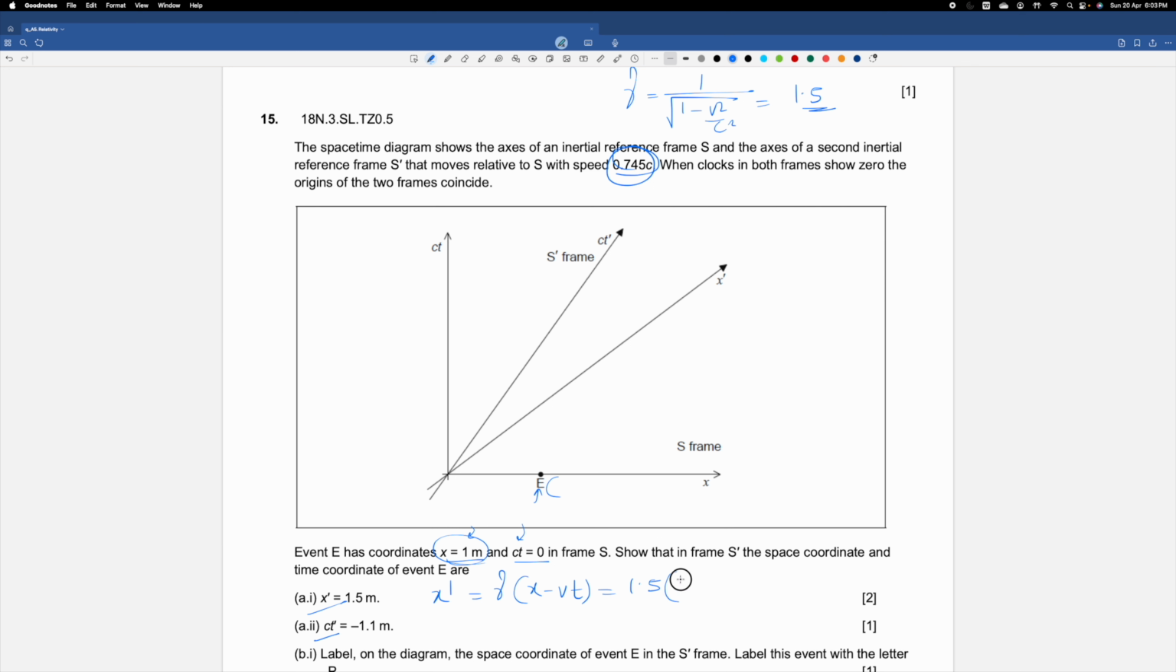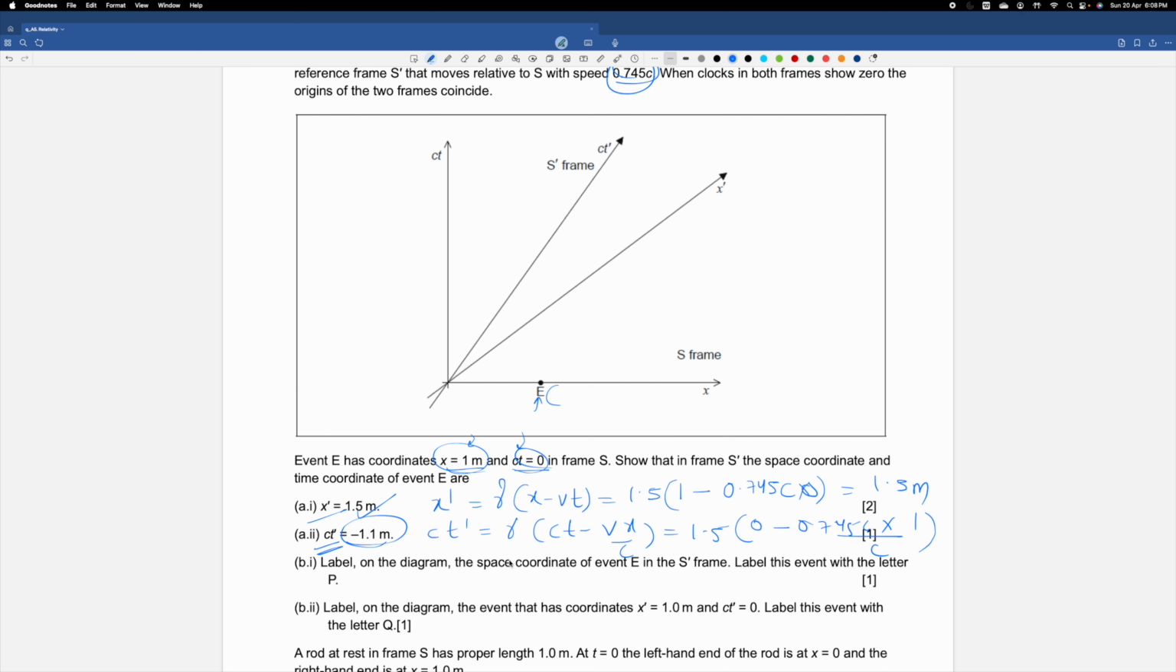The value of x is 1 minus v, which is 0.745c, times the value of t, which is 0. So that gives you 1.5 meters. Next, CT prime, which is given by CT prime equals gamma times CT minus Vx over c. So gamma is again 1.5. The value of CT is 0, minus the value of v, 0.745c, times x, 1, over c. Substituting this and calculating will give you negative 1.1 meters.